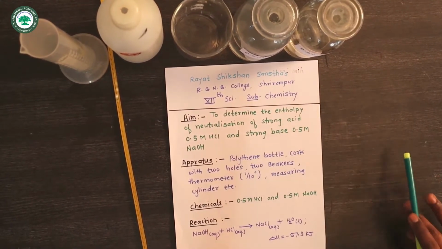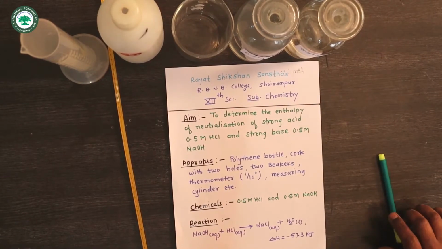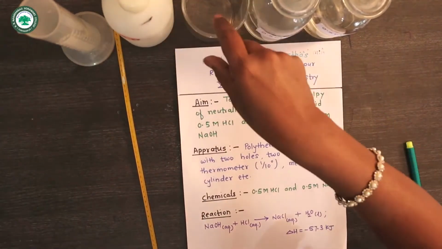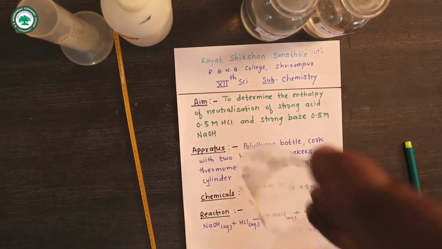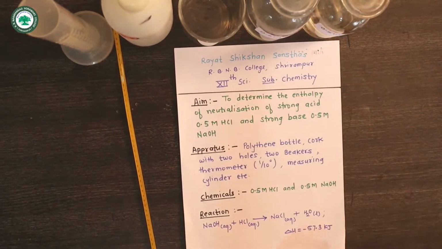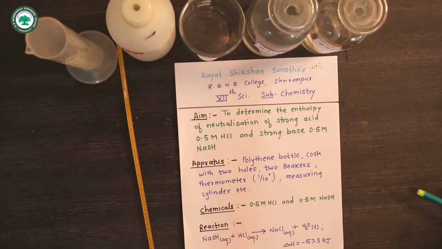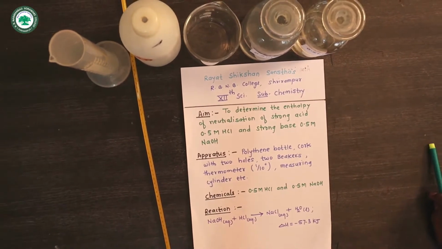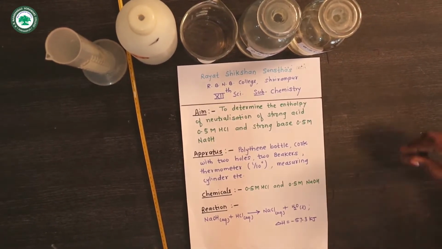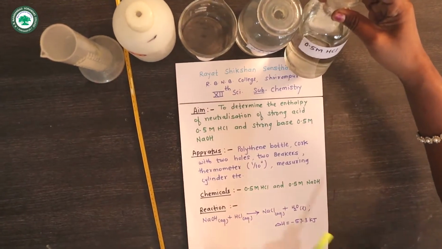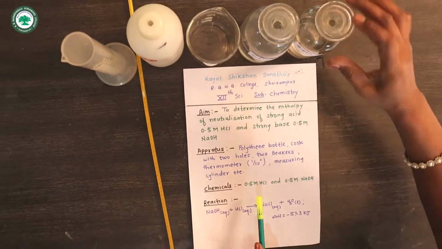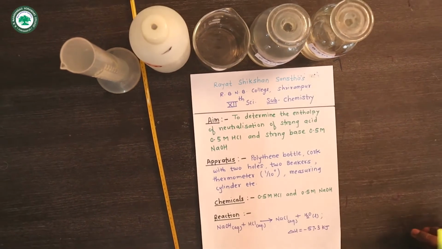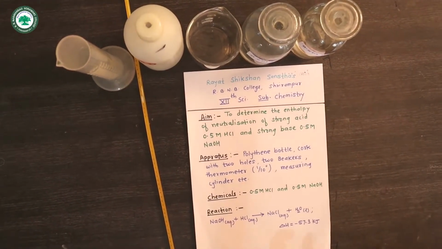For this experiment, the apparatus required are a polythene bottle, a beaker, a measuring cylinder and a 1/10 thermometer. These are the apparatus required, and the chemicals required are 0.05 molar HCl and 0.05 molar NaOH solution. Now let us see what will happen in this reaction.